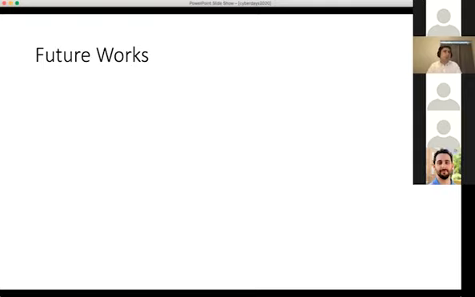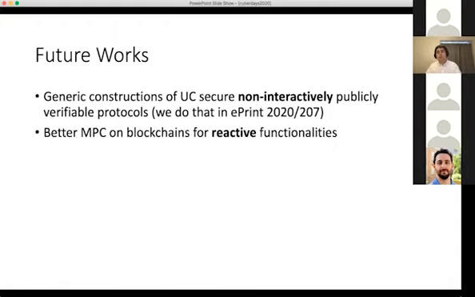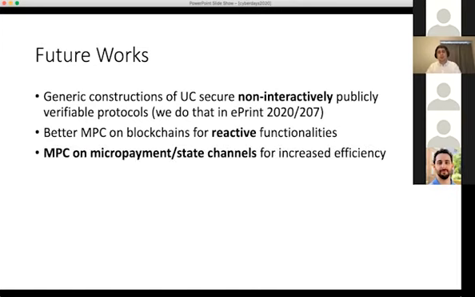Some future perspectives on this line of work are first figuring out a generic way of making cryptographic protocols publicly verifiable without interaction between parties, meaning that you want to prove that a certain output has been obtained. And we actually did that recently. And then other future perspectives are more technical.